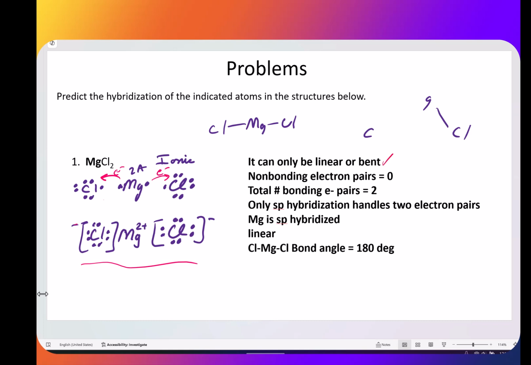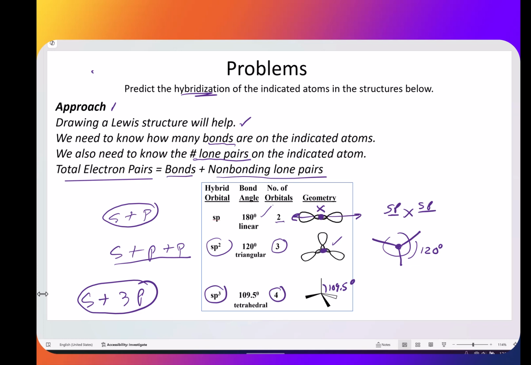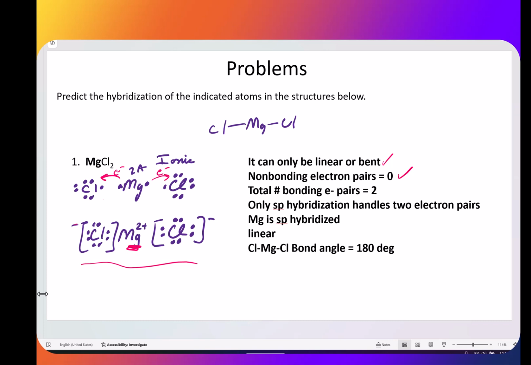It can only be linear or bent. We look at the atom of interest, which is magnesium right here. It doesn't have any lone pairs on it. It has two bonding pairs of electrons, one to the left, one to the right. So since there are only two bonds here, two orbitals, the only type of hybridization that fits is sp. So the magnesium is sp hybridized, right there. And it's got to be linear because sp hybridization is linear.